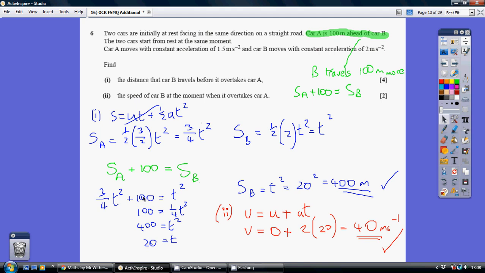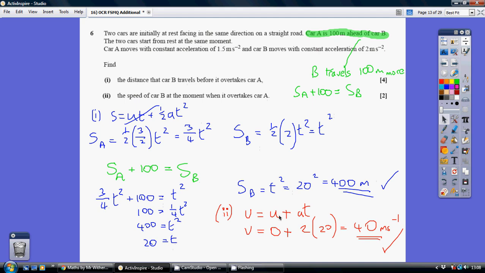So substituting these two in, we get this. Then taking 3/4 t squared from both sides, multiplying by 4 and square rooting, we can see that they cross over after exactly 20 seconds. Now the question asks us to work out the distance that car B travels. Well, we set up here the distance travelled by car B is t squared, so that's 20 squared, which is 400 meters.